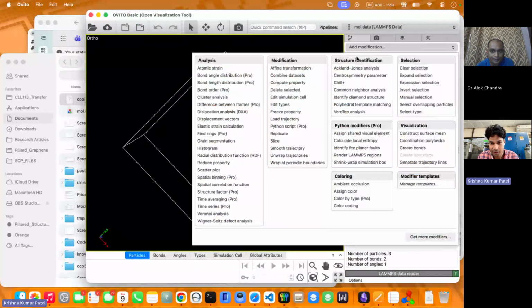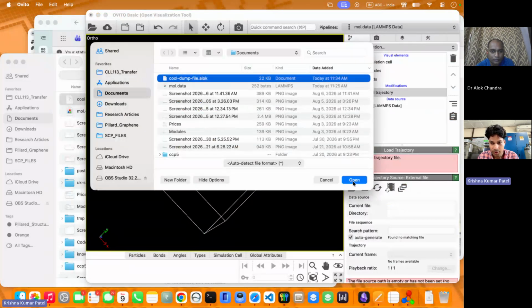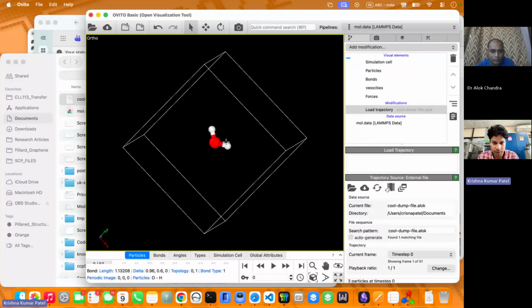Where is the dump here? Modification. Load file. Choose the file. This one. Okay, this one looks slightly better.